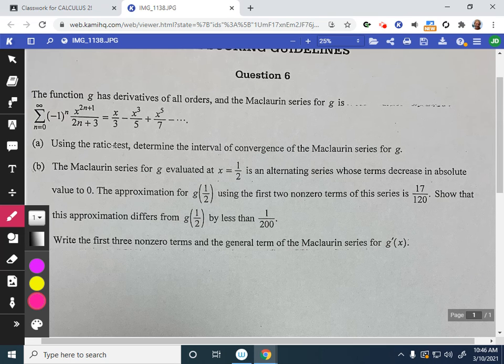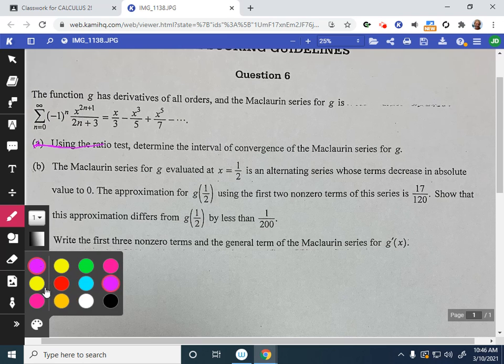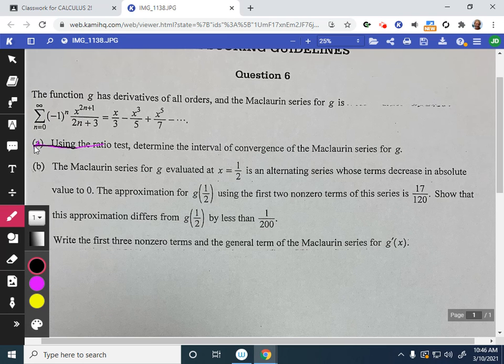So part A says using the ratio test. That's not a problem we can do yet, so we're not going to do part A. We don't know what the ratio test is yet.